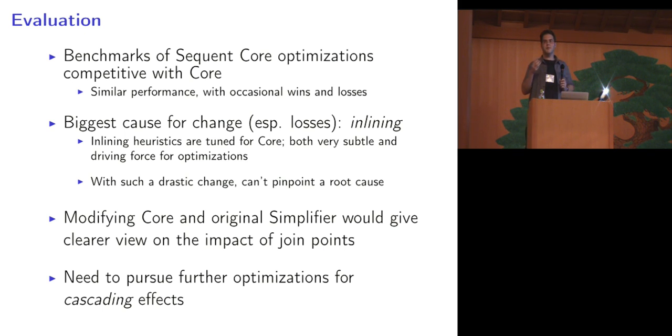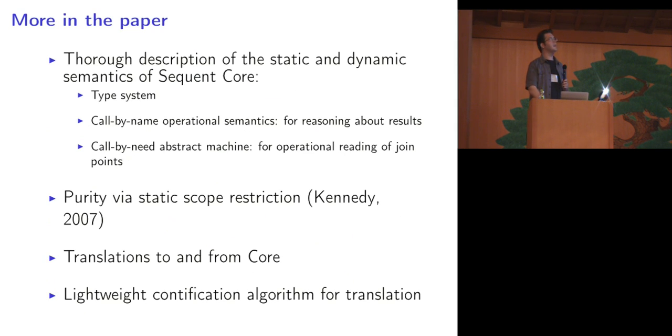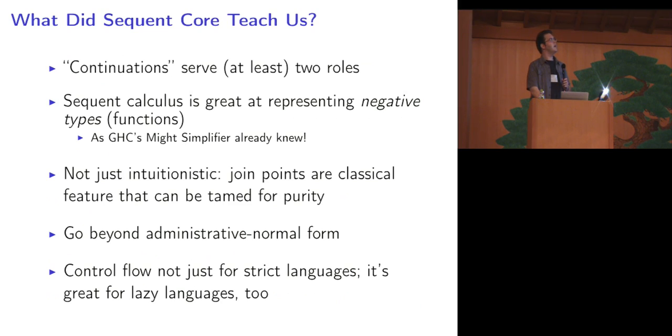Any of the cases of losses were often due to some subtle interaction with inlining, preventing some other optimization from happening. And so this is a case where a more surgical modification would be helpful rather than rewriting the whole thing. It's very hard to track down the difference. There's a bunch more stuff in the paper. If you're interested at all, I would definitely suggest checking it out. We have an extended version online with even more information.